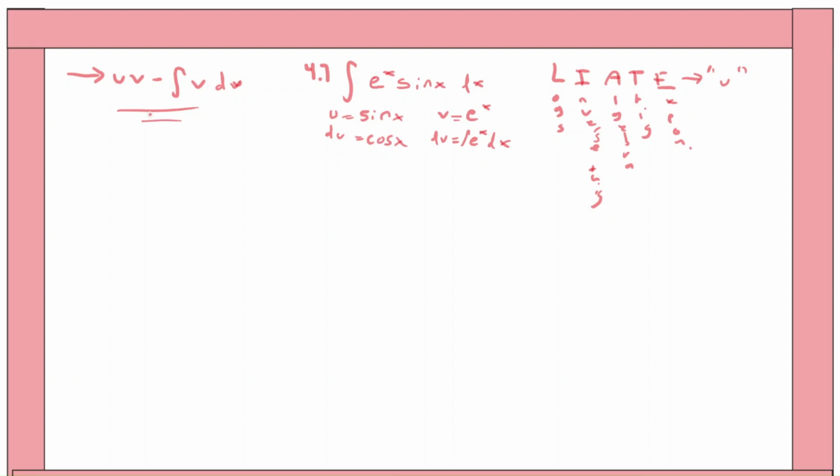Now let's put it all together in the formula we've used quite a few times. So our u is going to be the sine of x. Our v is going to be e to the x. We're going to subtract our v, which is still going to be e to the x. And our du is going to be cosine of x. And I apologize, there should have been a dx here. Cosine of x dx.